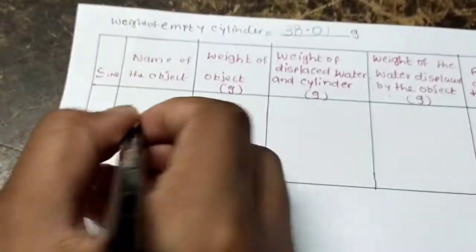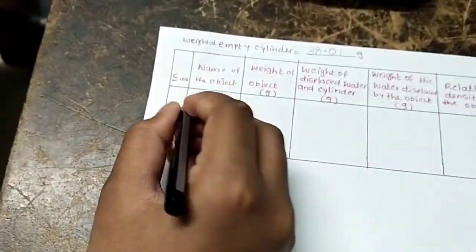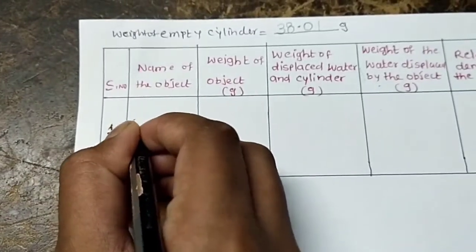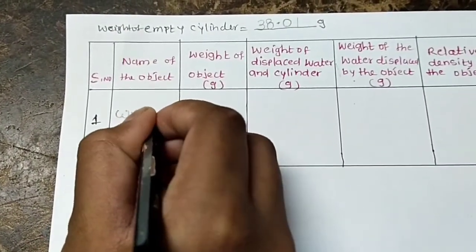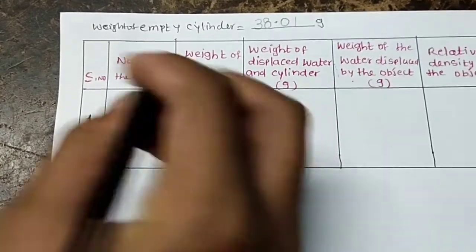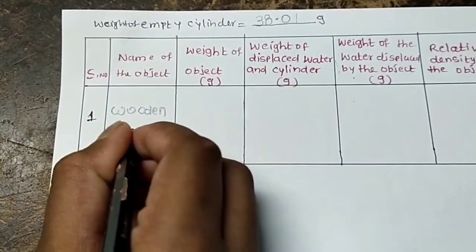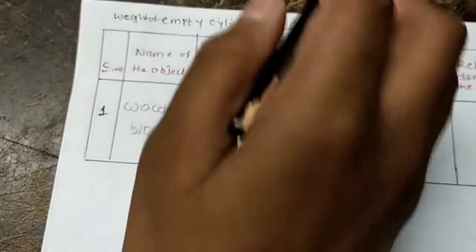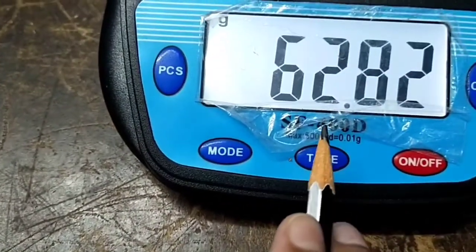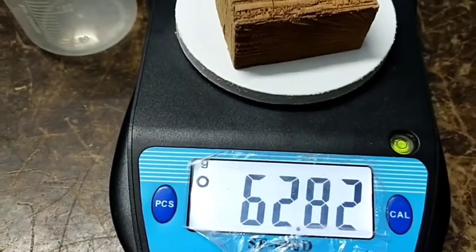First of all, we should write the name of the object. The name of the object is wooden block. Now we should write the reading. Here the reading is 62.82.